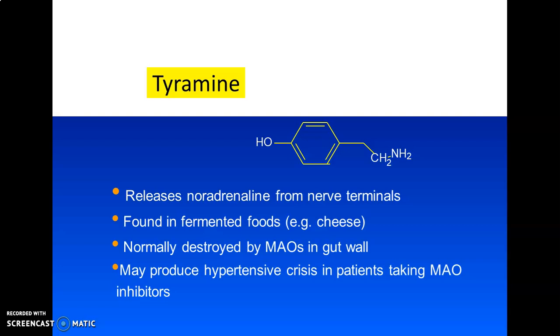Tyramine releases noradrenaline from the nerve terminals, and it is found in fermented foods like cheese. Normally it is destroyed by the MAO in the gut wall and may produce a hypertensive crisis if given to patients taking MAO inhibitors.